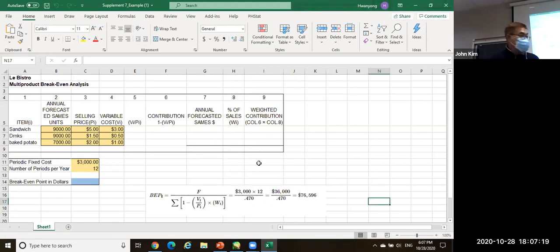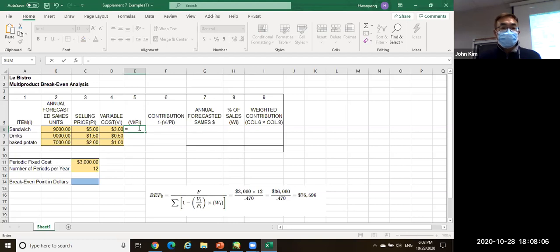Okay, I made a table like this. So annual forecast, how many, and then price. By the way, you can see, right? Okay. And then variable cost. So in this column, you need variable cost divided by price. So variable cost here, and price here. It's simple. Type equal sign, and then click variable cost and divide by price, and then enter. 0.6.